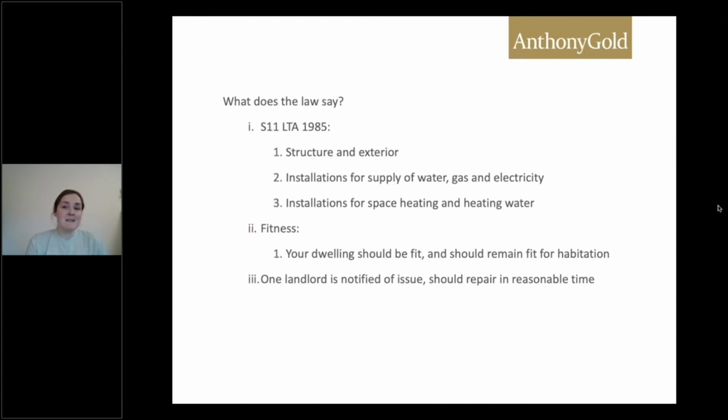The law says that your landlord will become obligated to carry out repairs once they've been notified of an issue. So the obligation only starts once you've notified the landlord of the issue. And after that, they should carry out the repairs within a reasonable time.